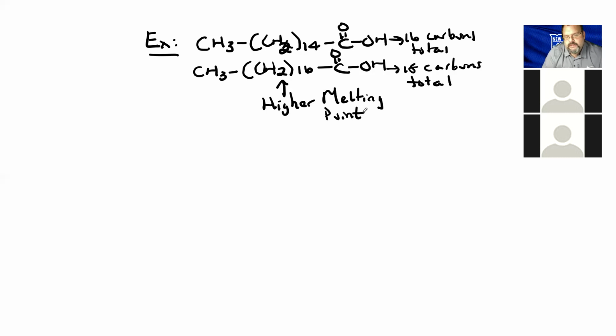The reason is that the longer the carbon chain, the more opportunities for dispersion forces. If you have molecules with a 16 carbon chain versus molecules with an 18 carbon chain, you're more likely to find more dispersion forces between molecules of the compound that has 18 carbons total. The more dispersion forces present, the more energy it's going to take to break all those dispersion forces to convert the fatty acid from a solid to a liquid. And therefore, the one that has 18 carbons total would have the higher melting point.